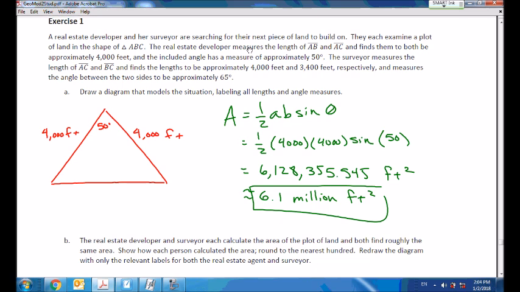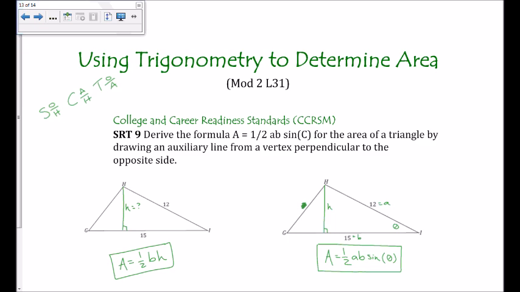Okay, so that's how you figure out the area of a triangle using 1/2 AB sine theta, or two lengths, and the angle in between them. This video is about using trigonometry to determine area of triangles using two lengths and the angle in between them.